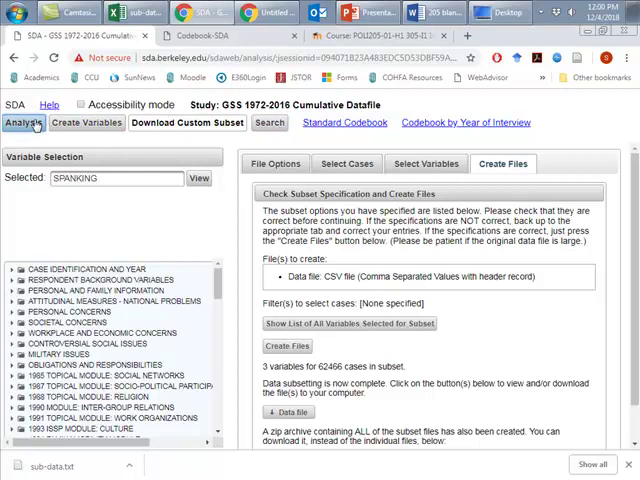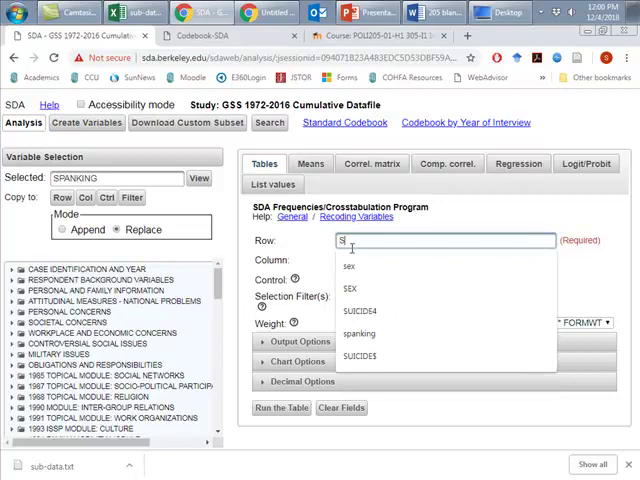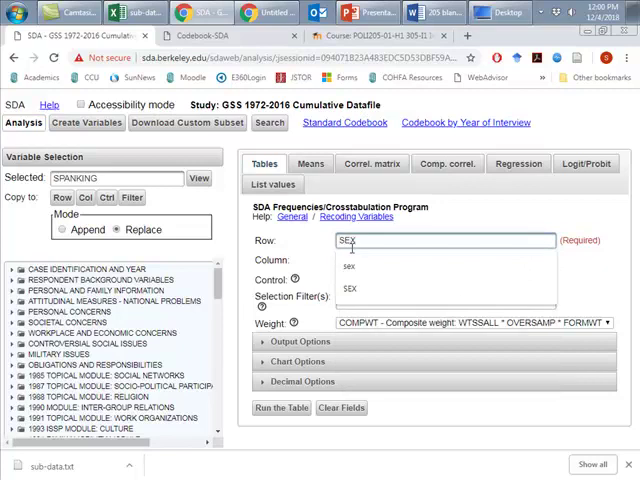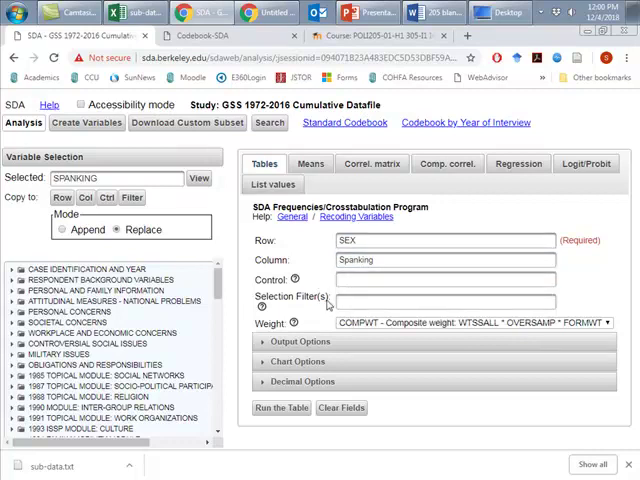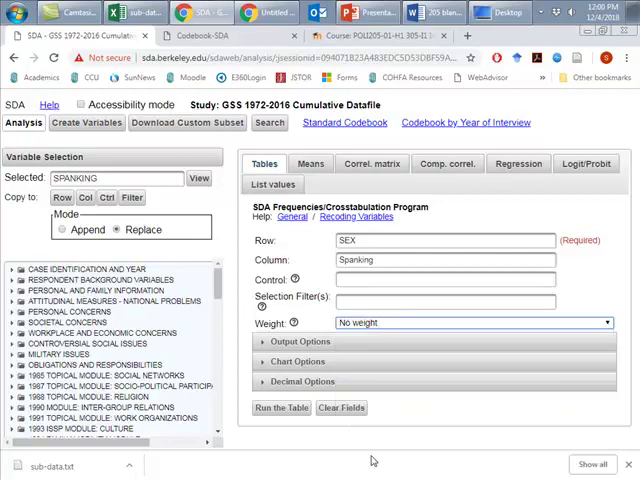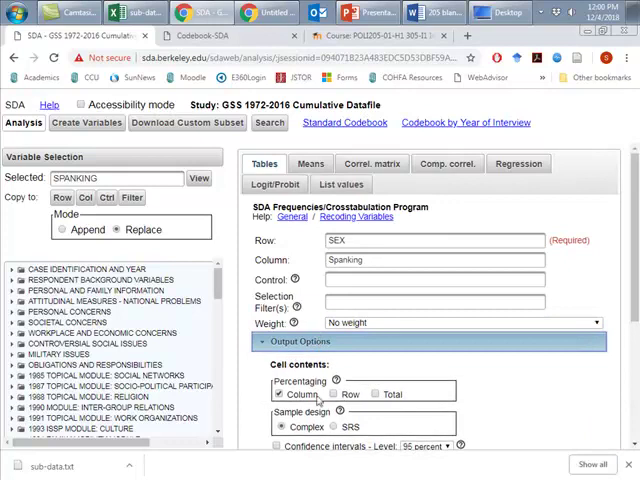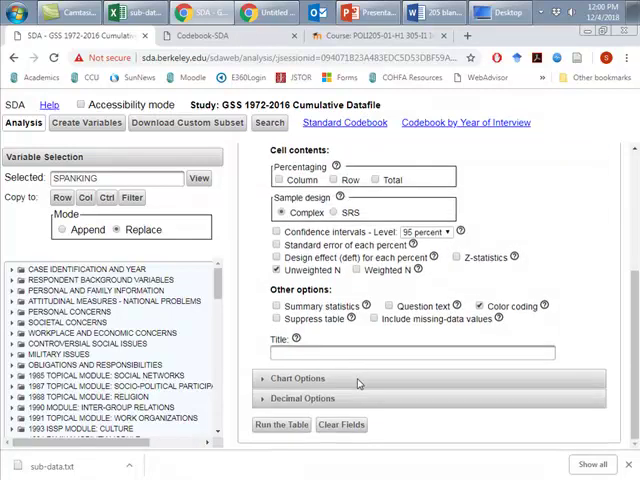In analysis, I want a table where I want the rows to be sex and I want the columns to be spanking. One thing about this, though, it does more to your data than you know. There's these things called weightings that you need to turn off. And you actually want the actual numbers, the unweighted numbers.